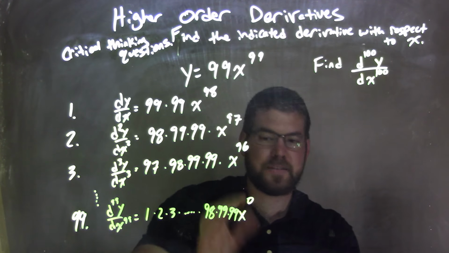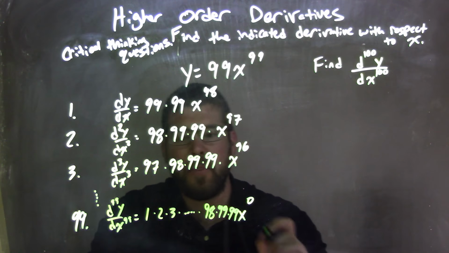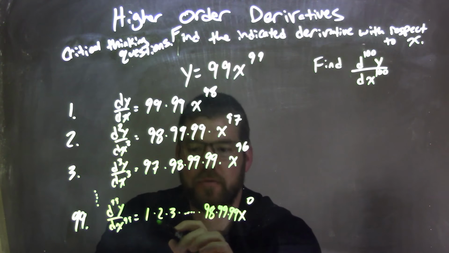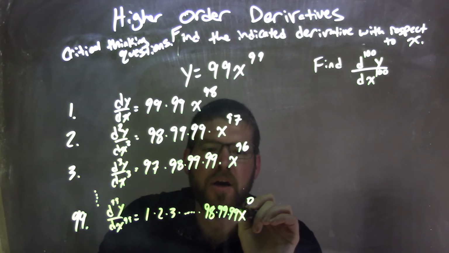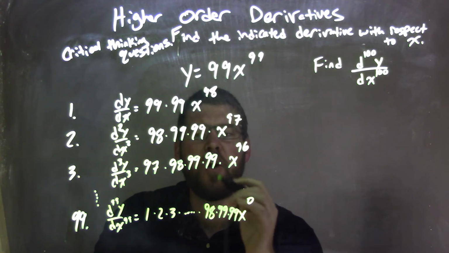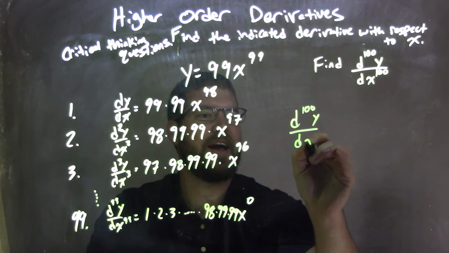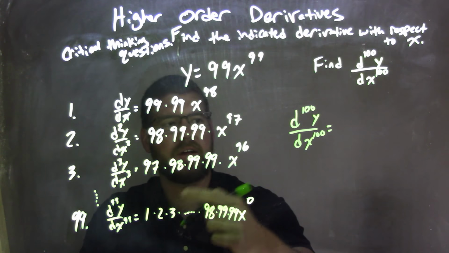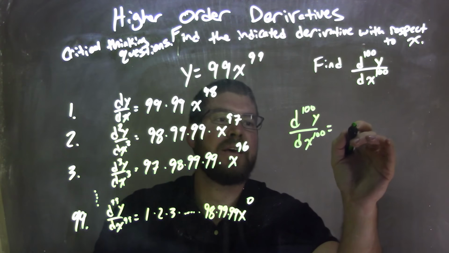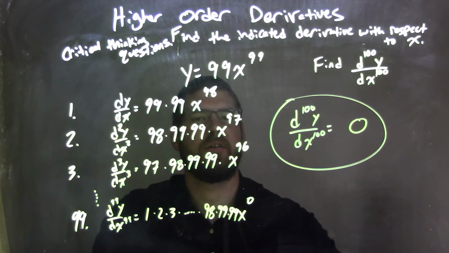That's still a very big number, but x to the 0 power is just 1. So at this point, our derivative is just some constant, some massive number: 1 times 2 times 3 all the way up to 99, times x to the 0 power, which is just 1. When I take the 100th derivative, d to the 100th power y over dx to the 100th power, this is just a constant. The 100th derivative is just going to be 0, because the derivative of a constant, no matter how large, is 0.